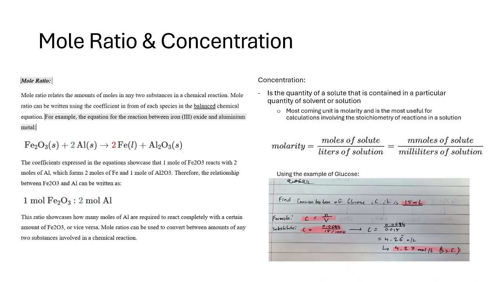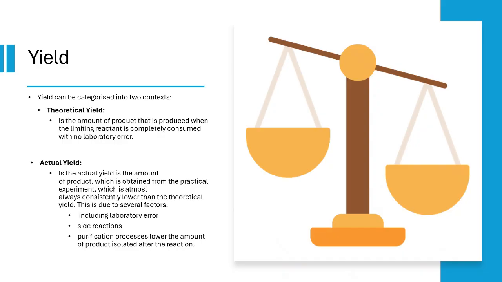Mole ratio relates the quantities of substances in a reaction using coefficients from a balanced equation. As represented, mole ratio can be expressed in this example. Concentration is the quantity of solute per unit volume of solution, which is most commonly expressed as molarity in mole divided by liter. This can be categorized into two subcategories.